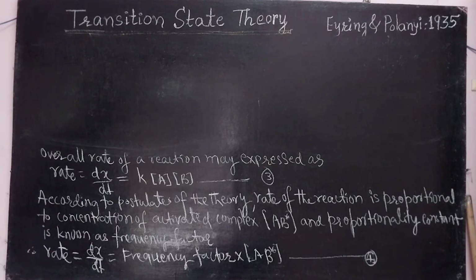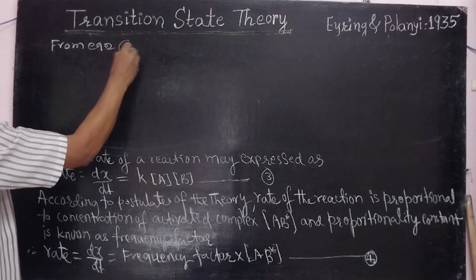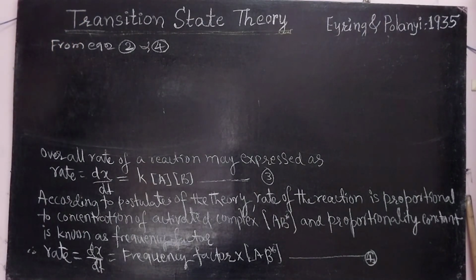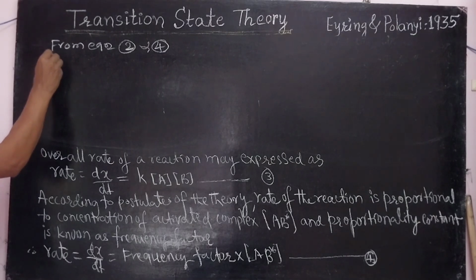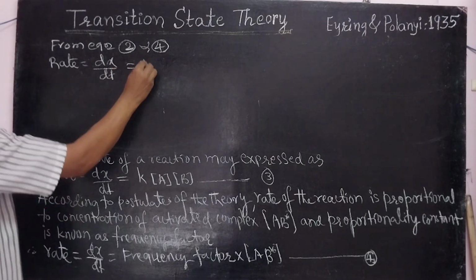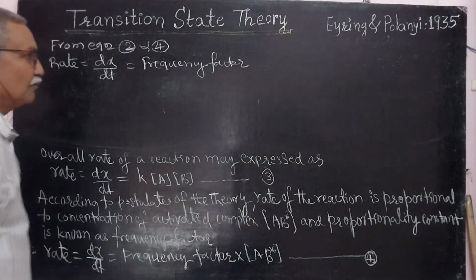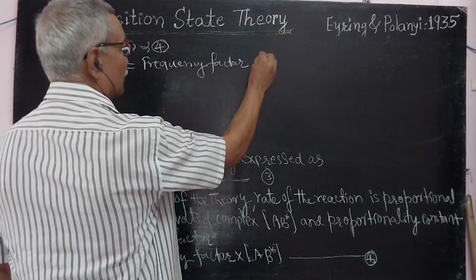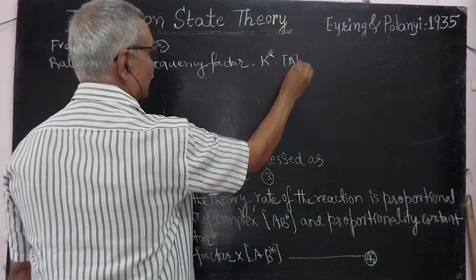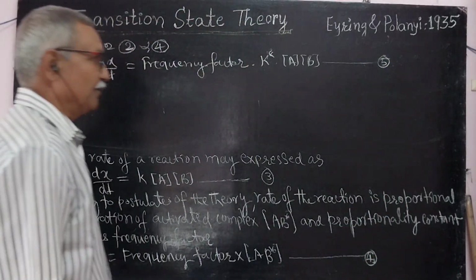From equations 2 and 4, rate equal to dx by dt is equal to frequency factor into equilibrium constant into concentration of A and concentration of B. So this is equation 5.